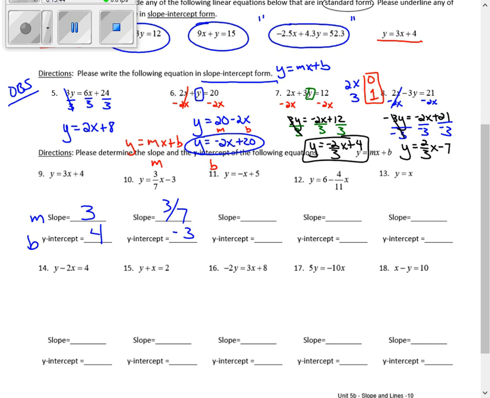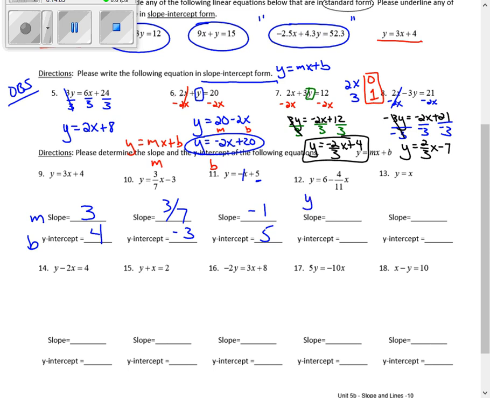Similarly, in number 11, where it says y equals negative x plus 5, you have to realize what? That it's negative 1x. So our multiplier is negative 1. Okay? And our y-intercept is the number by itself, which is 5. Okay? In 12, we have y equals 6 minus negative 4/11x.